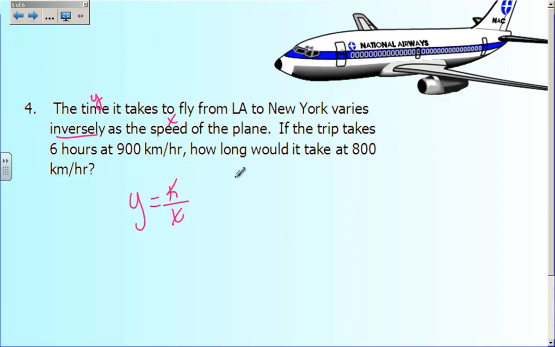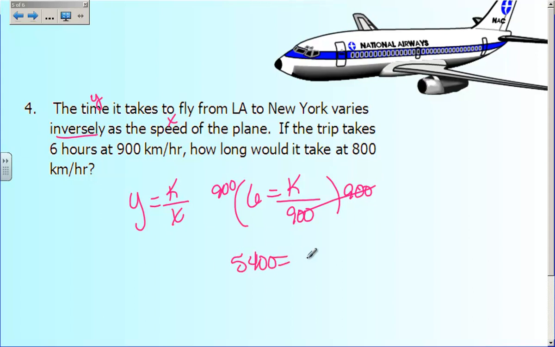And I'm going to plug in what I know. I know that y is the time. Well, it takes 6 hours at 900 kilometers per hour. The first thing I'm going to have to do is find k. So we're going to find out what k is by multiplying both sides of this by 900. And if I do 900 times 6, I get 5,400 equals k.